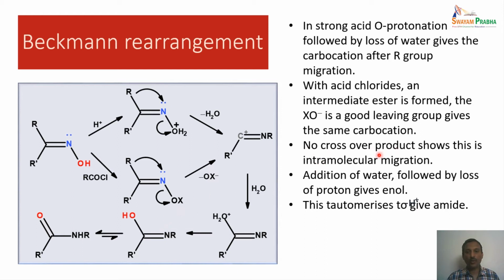And from the crossover experiments, there was no crossover product formed in this particular reaction. So that shows us the migration of the alkyl group to the nitrogen is an intramolecular one. If this R group detaches itself and then reattaches itself to the nitrogen, during that process we can have crossover products. But in this Beckmann rearrangement, it was confirmed that there are no crossover products. So in other words, we can say the migration of the R group happens intramolecularly.